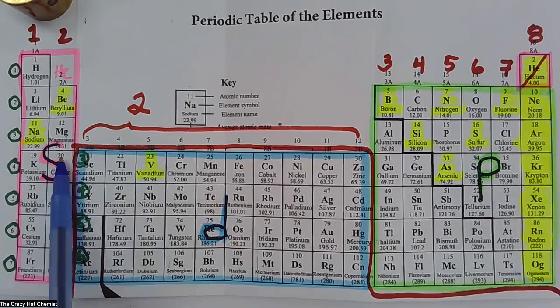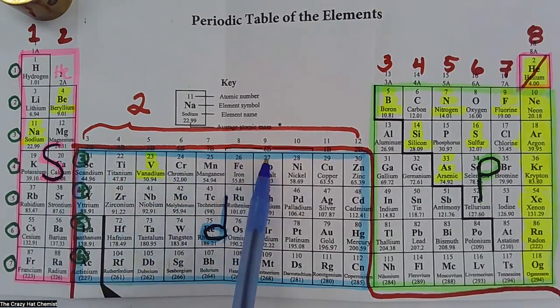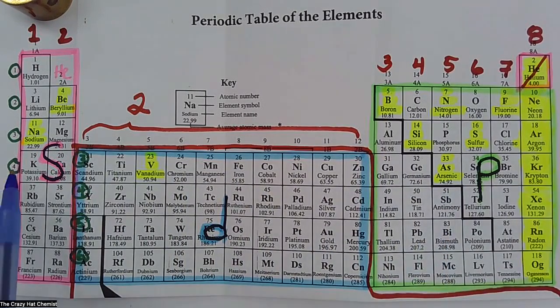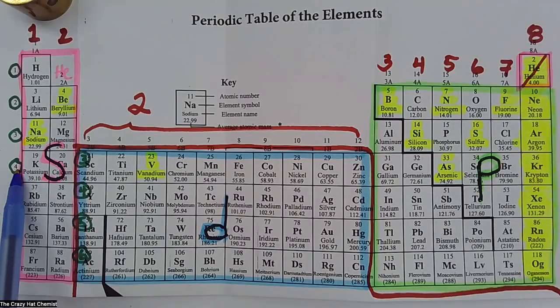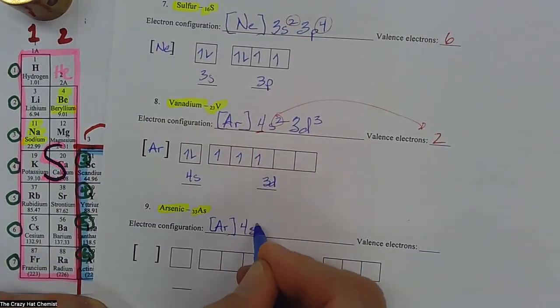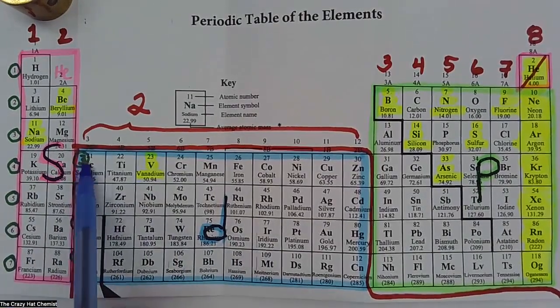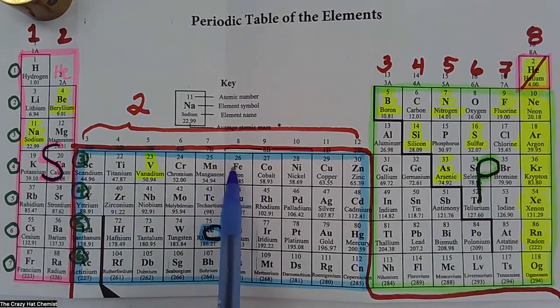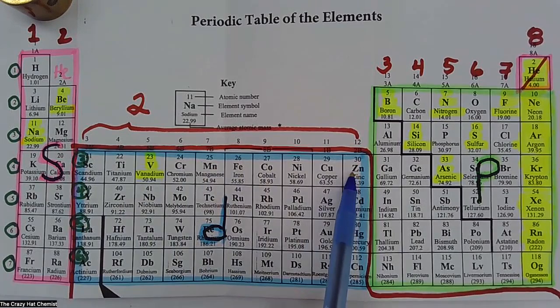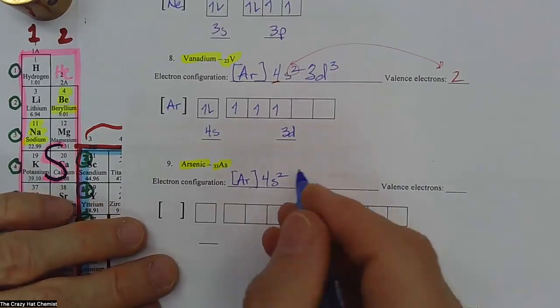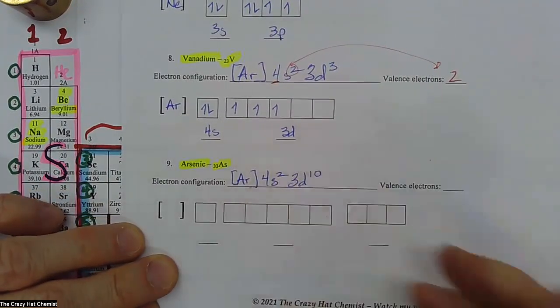Now I'm going to do 19, 20, 21, 22, 23, 24, 25, 26, 27, 28, 29, 30, 31, 32, and finally 33. So 19 and 20 are in floor 4, S-type orbital. So it's 4s2. And then it's 3d, 1, 2, 3, 4, 5, 6, 7, 8, 9, 10. I'm going to stop there because there's this break here between the D's and the P's. So that's a 3d10.